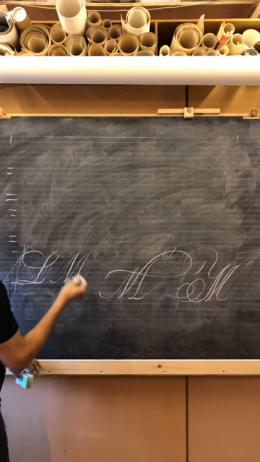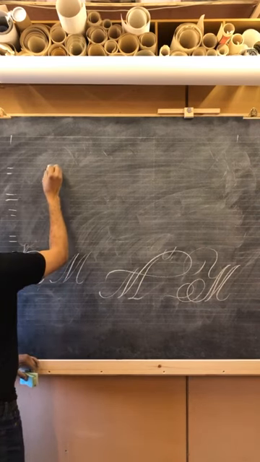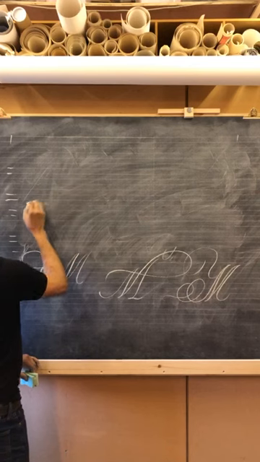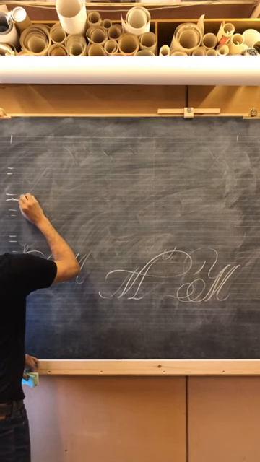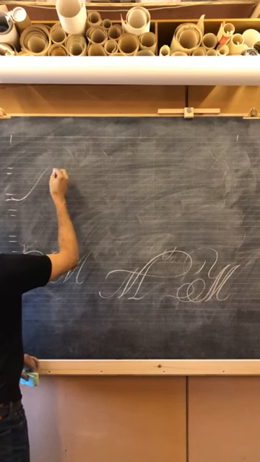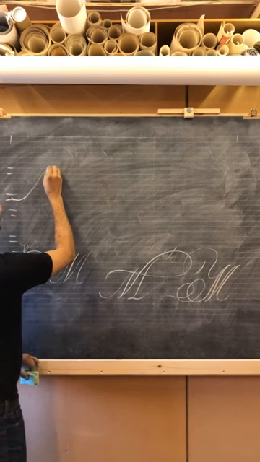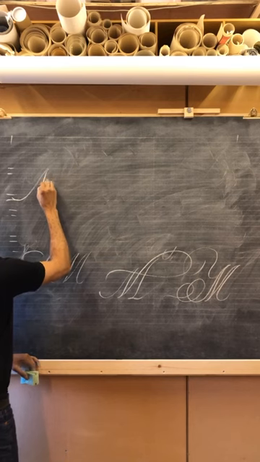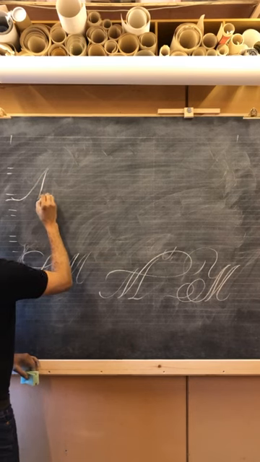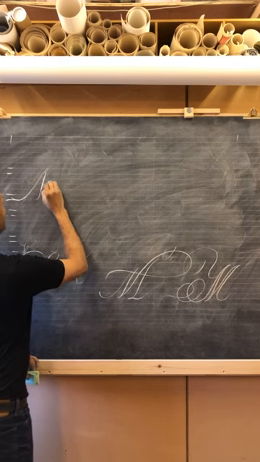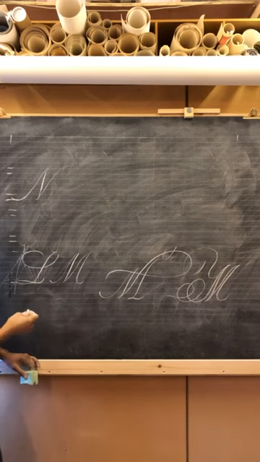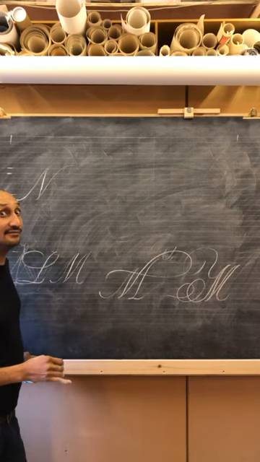So next we have N. Stay on those 55s. N. The N is a hairline stroke at the top. Little bit of pressure in the middle. And then another hairline stroke. The N is not a V.